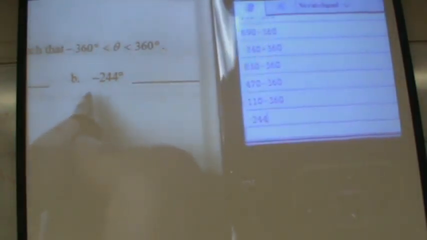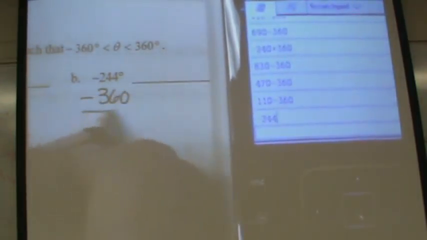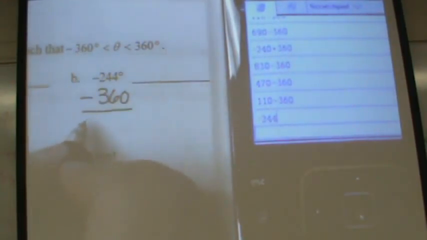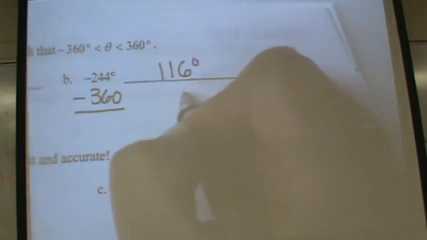Now, negative 244. Is everyone with me on that? If I type negative 244 here, sorry for the glare. If I were to subtract 360, what's gonna happen? It's gonna be bigger than negative 360. It's gonna be negative 604, right? So now I'm gonna go the other way. I'm gonna add 360. You get 116. Now, if I were to add another 360, it's too big. So this one only had one answer. So I'd give a point for that and 2 points for that.